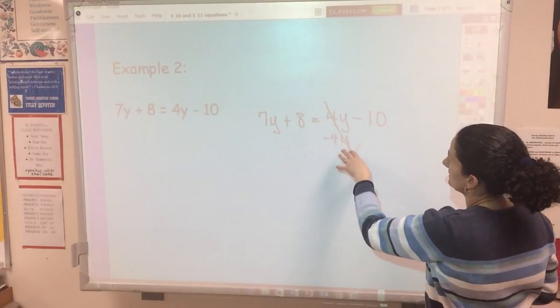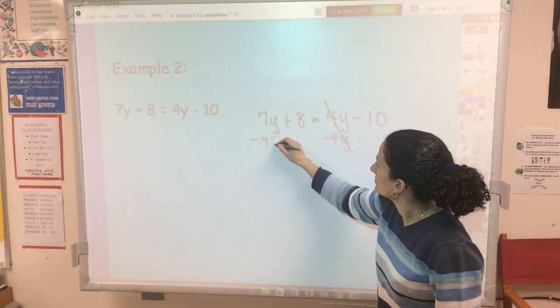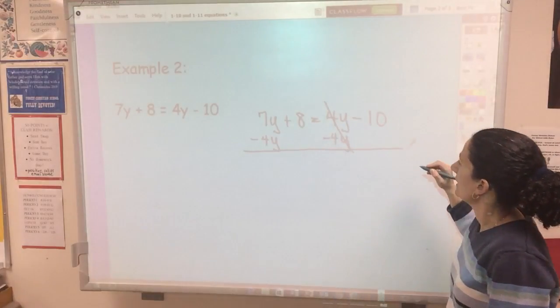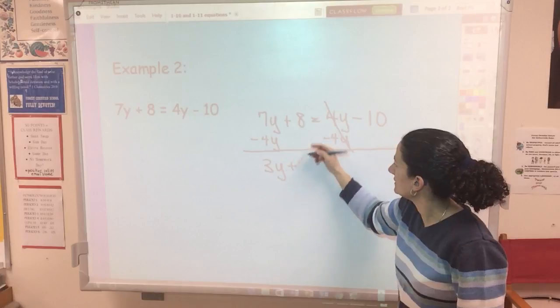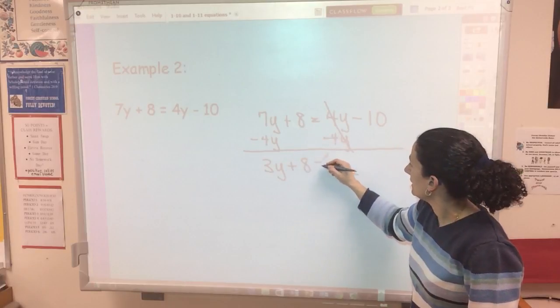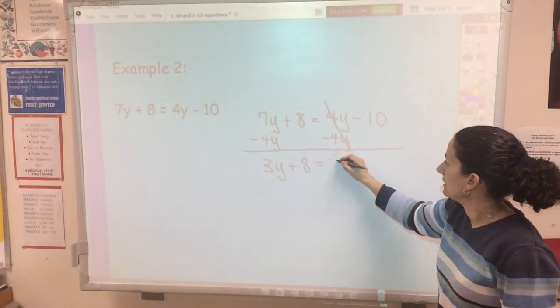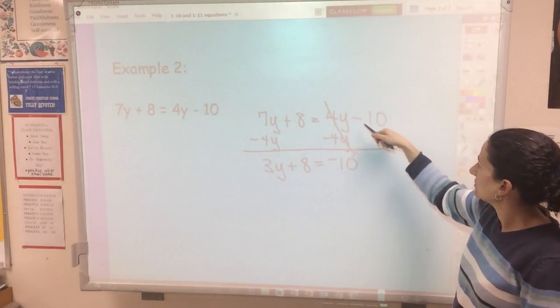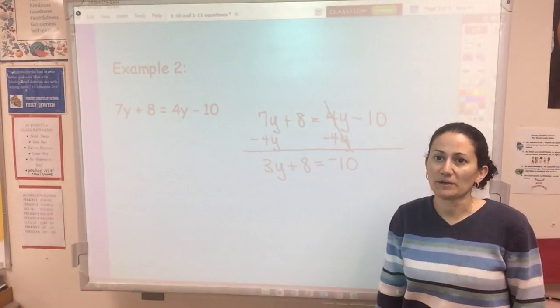That will remove it from this side, and do the same thing over here. So subtract 4y over here, and I simplify, and I've got 3y plus, just bring down that 8, equals, and over here I have this negative 10. Be careful about your signs. It was subtracting 10, which means it's negative 10. Now I have a simple two-step equation.